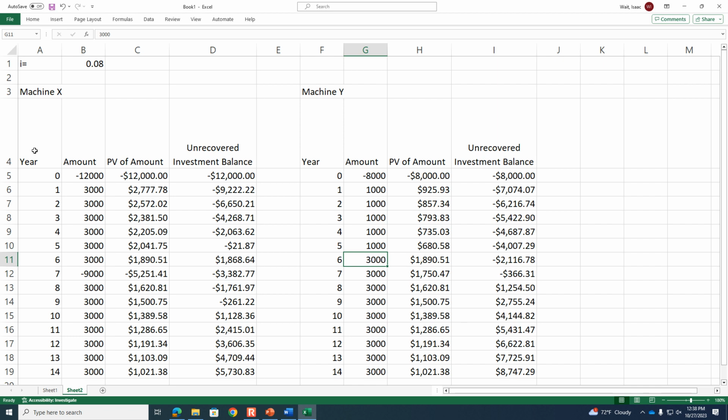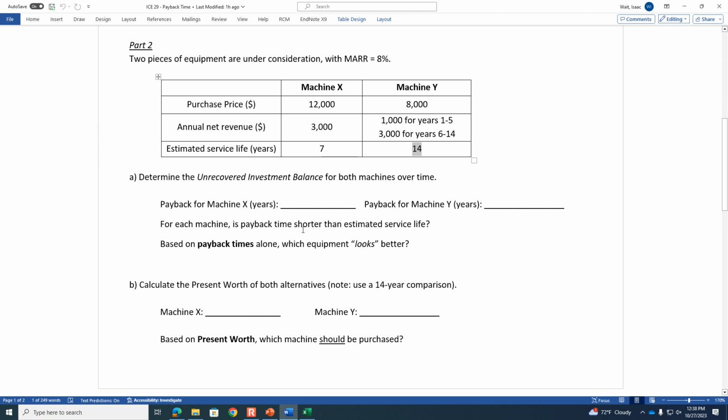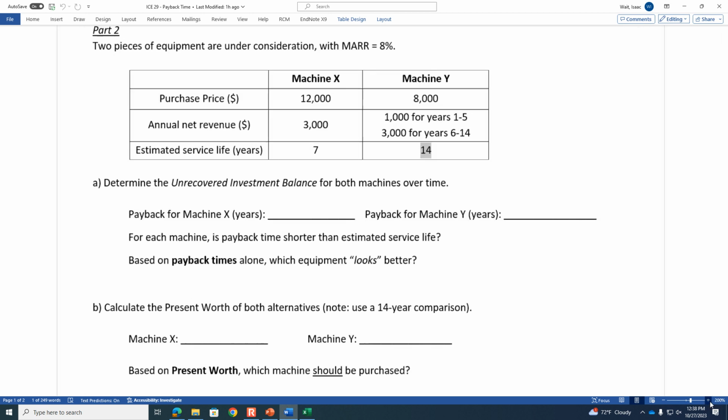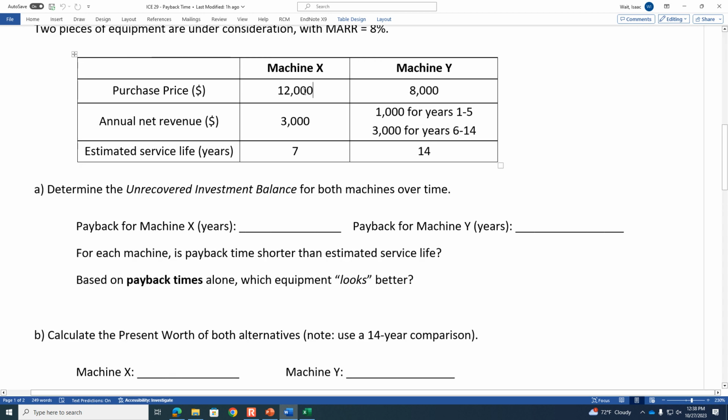So in part 2, we're comparing these two different pieces of equipment. Let's just look at the table of data that we've got. Machine X costs more, generates more revenue in the initial years compared to machine Y, but it only has a service life of 7 years, whereas machine Y costs less, has this early period where for whatever reason it's not generating very much revenue, but then it picks up in the later years and goes a full 14.